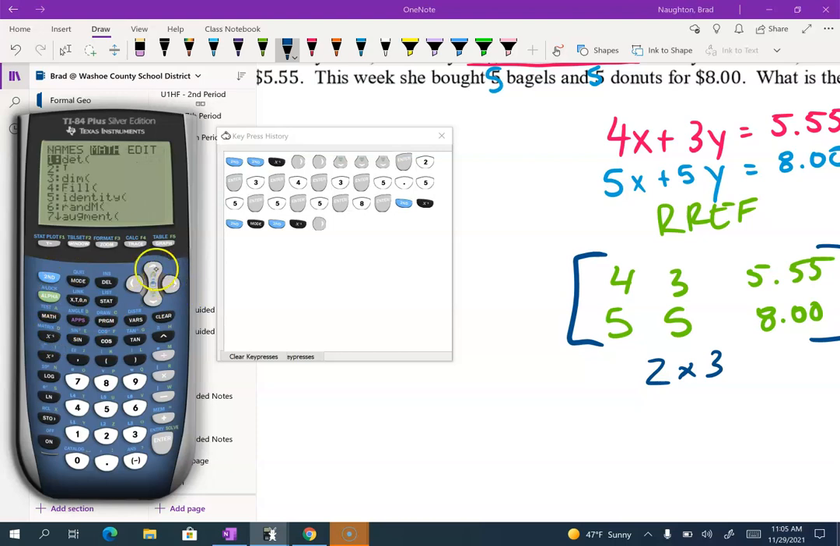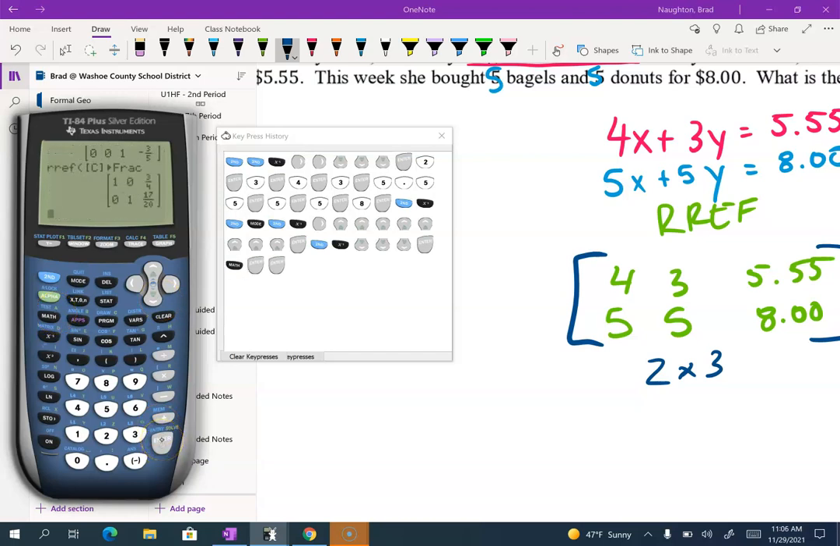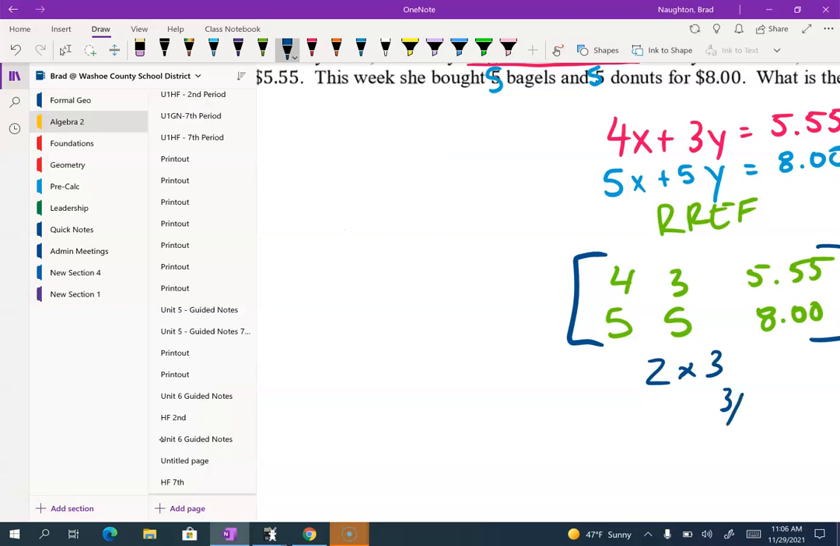Second matrix, go to my RREF. Then I'm going to go ahead and go to matrix. I put it in C, because that was my 2 by 3. And then say arrow fraction. So 3/4 and 17/20. So that's what my X is, and that's what my Y is.